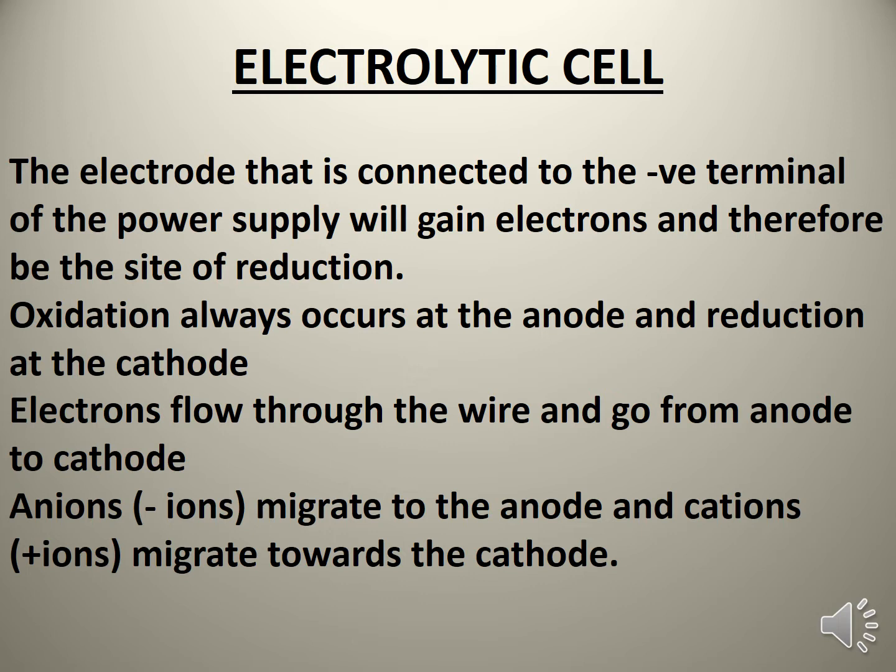Anions migrate to the anode and cations migrate towards the cathode, and this migration of ions will take place in the internal circuit of the electrolytic cell, where only the positive and negative ions will move towards the opposite electrodes, that is negative ions towards the anode which is the positive electrode and positive ions towards the cathode which is the negative electrode.